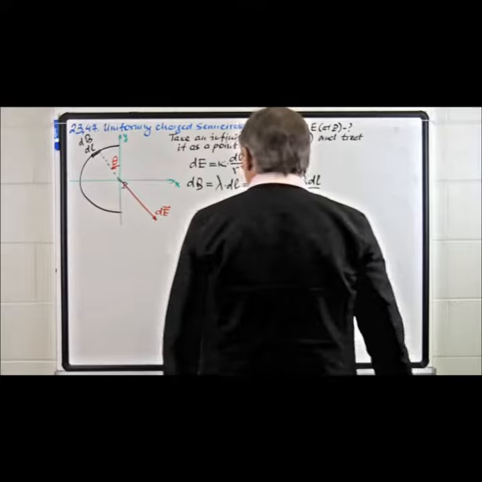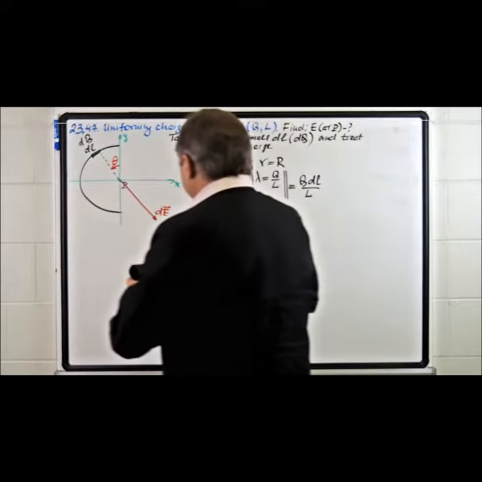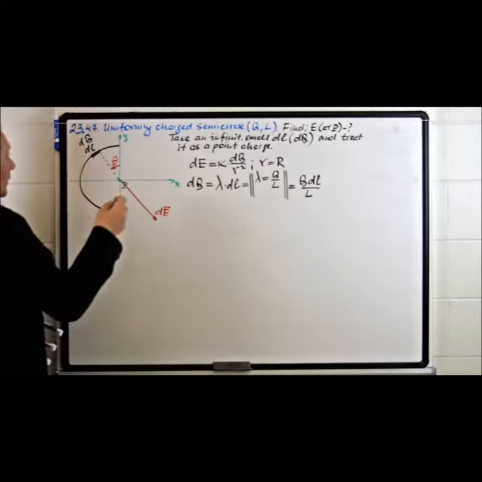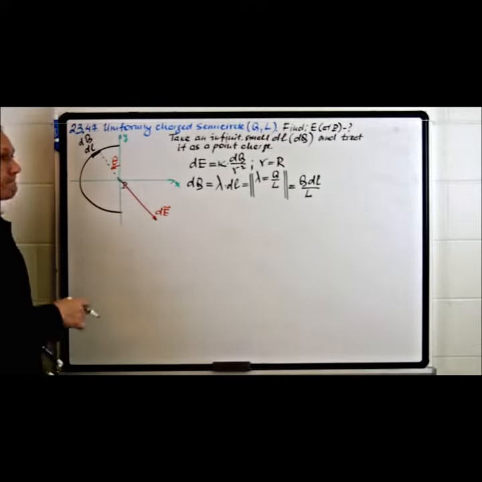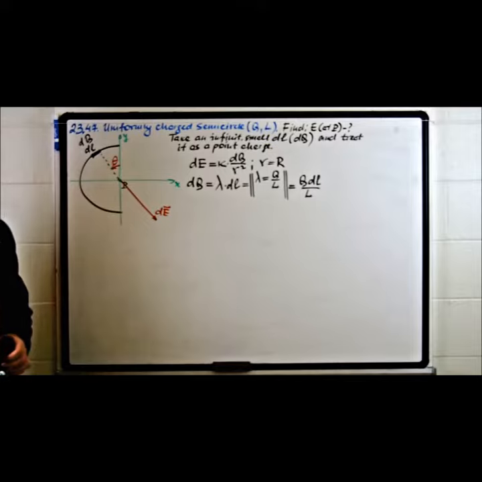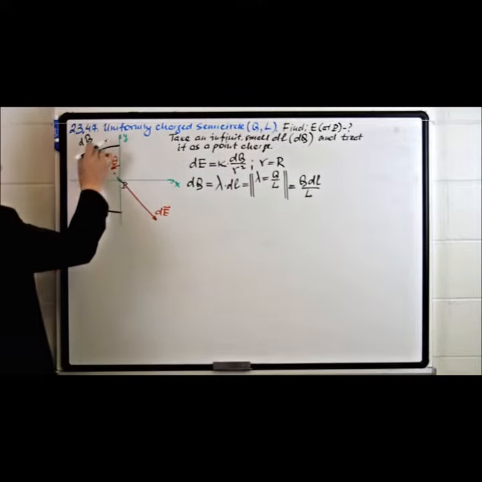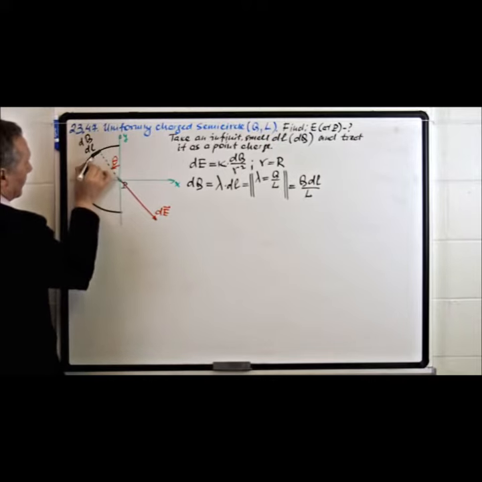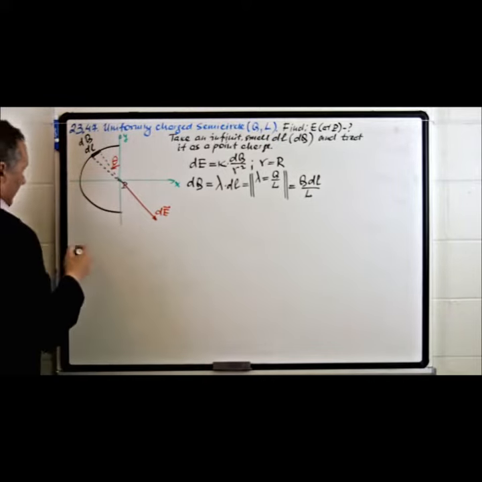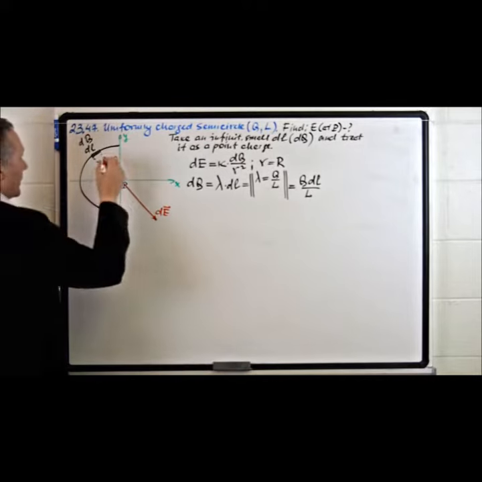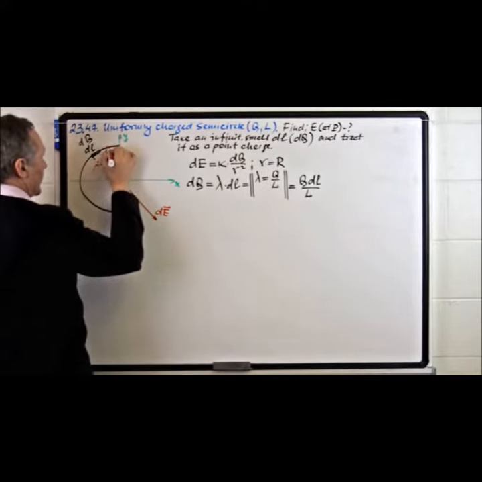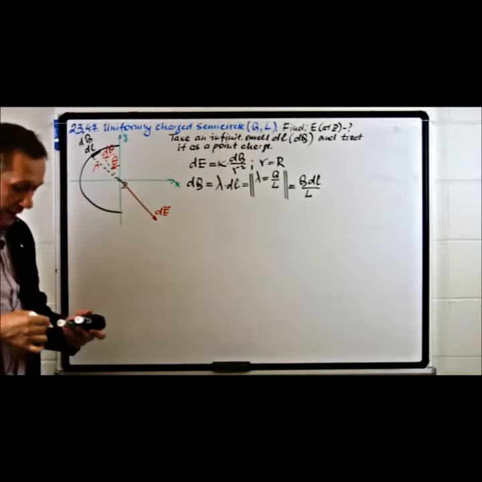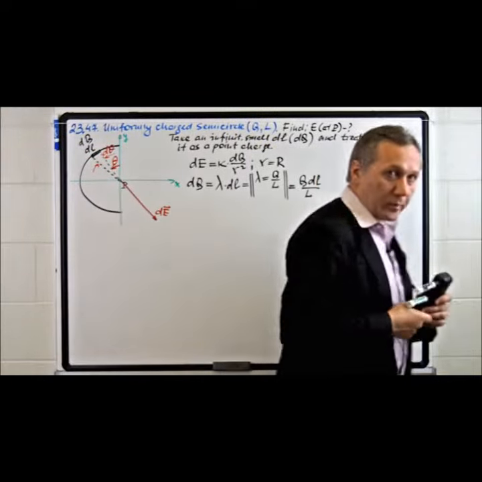Then let's also draw on the picture d theta. It's an angle subtended by this arc length dl. And that will be my d theta. Now let's try to make a transition.